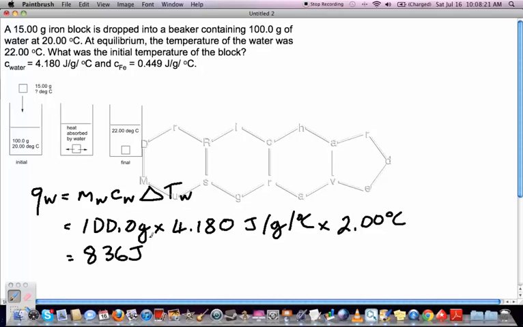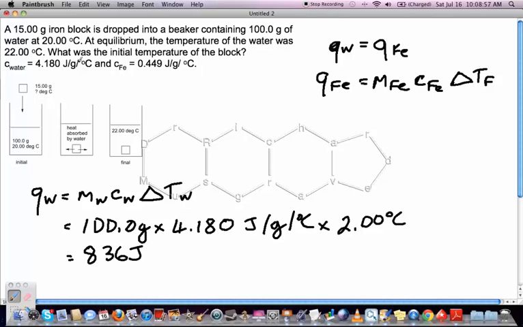Right, so that's the first part. We know now that the Q of the water, or the heat absorbed by the water, is going to be equal to the heat released by the iron. That was one of the things we had said earlier. Right, so Q of Fe equals M of Fe, C of Fe, and delta T of Fe.